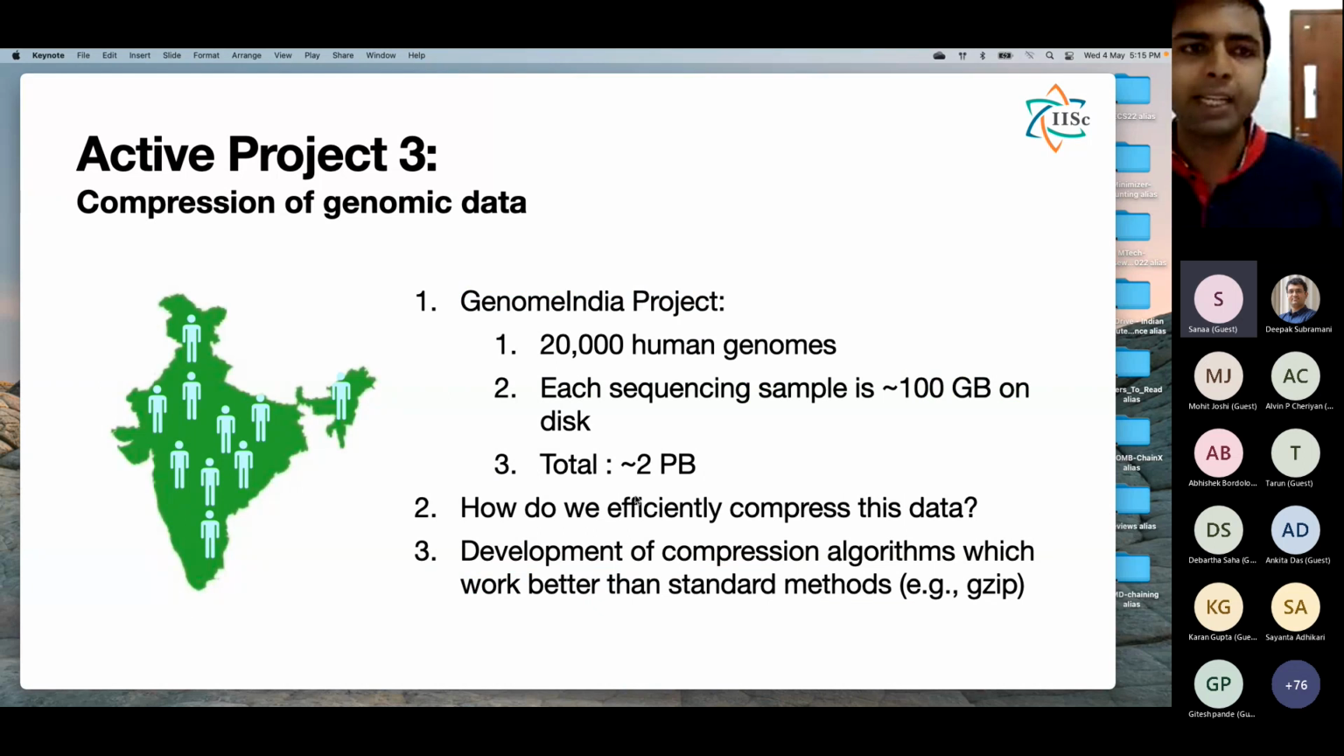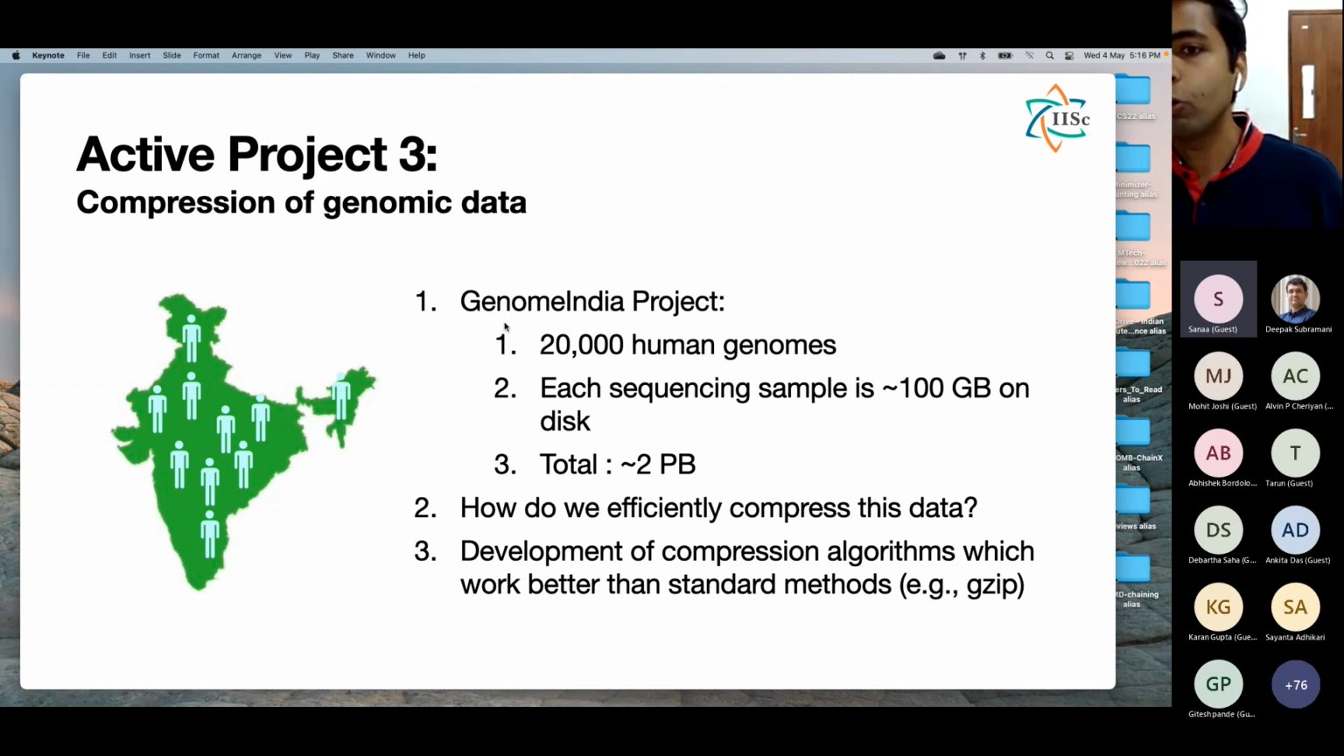Similarly, the last example that I want to give in this presentation is related to compression of genomic data. In this project, we are working as part of a national consortium, the Genome India consortium, where 20 institutes across the country are involved in sequencing and analyzing 20,000 human genomes. These 20,000 humans come from different states of the country and different tribes, to cover all the diversity in the Indian population.